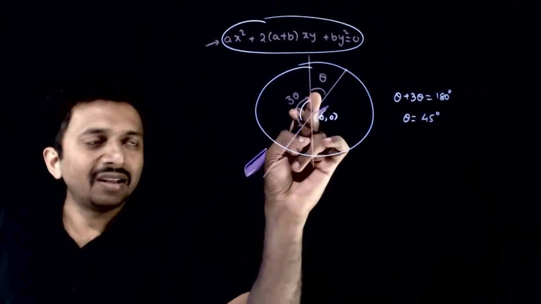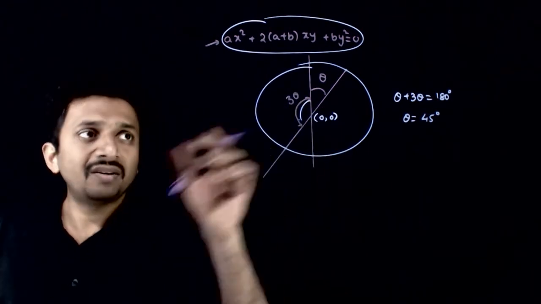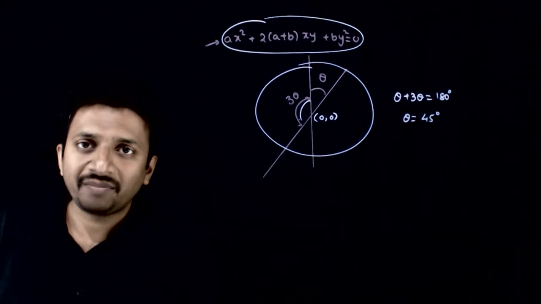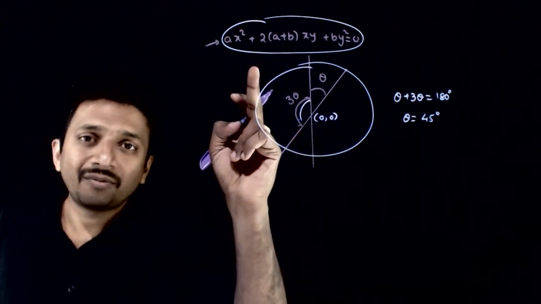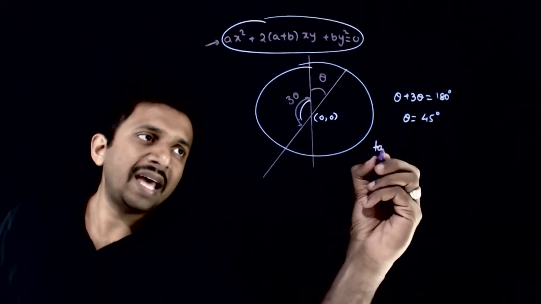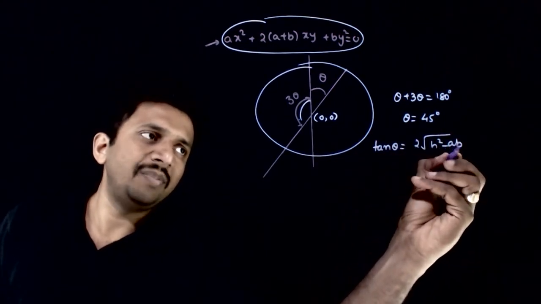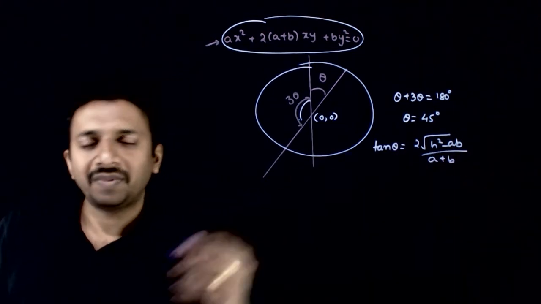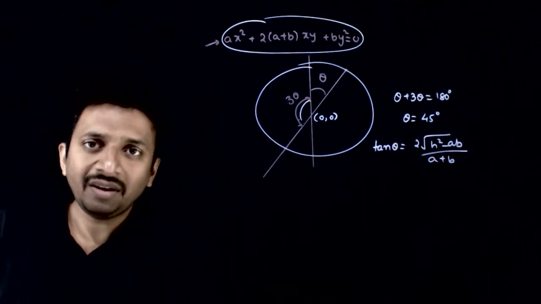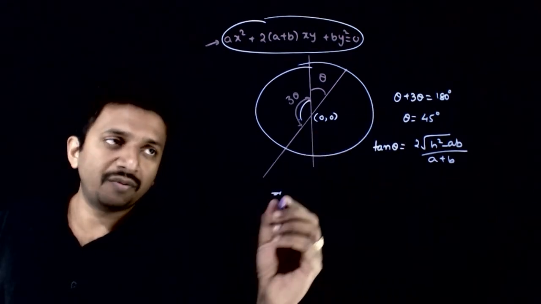That means the acute angle between these two straight lines has to be equal to 45 degrees for the given condition to be valid. But what is the formula for tan theta, angle between the straight lines? Tan theta is equal to 2 root h square minus AB by A plus B. That's the formula for angle between pair of lines. So this implies now the theta has to be equal to 45 degrees.